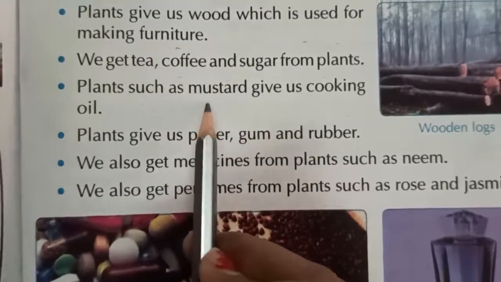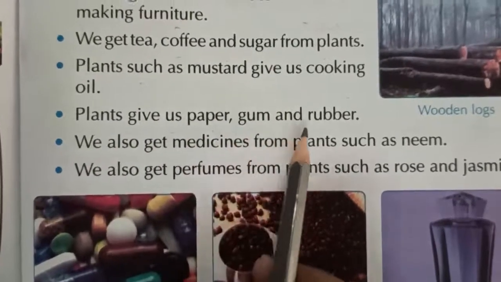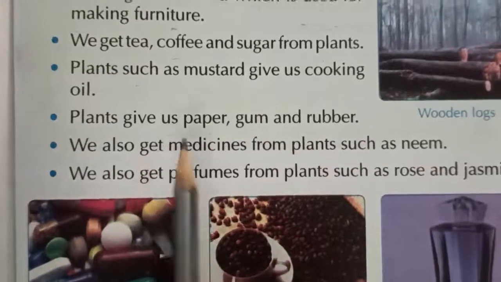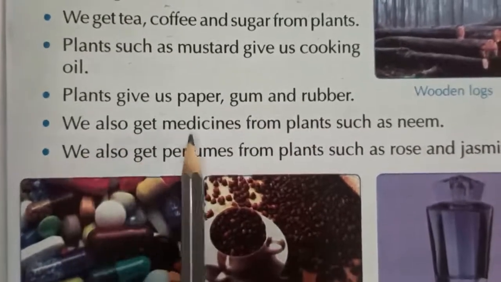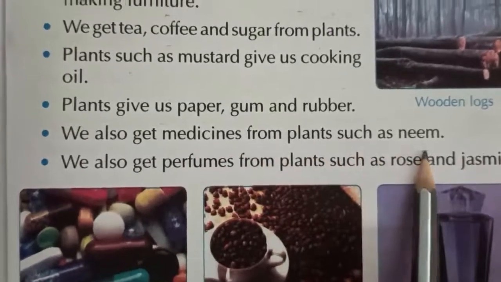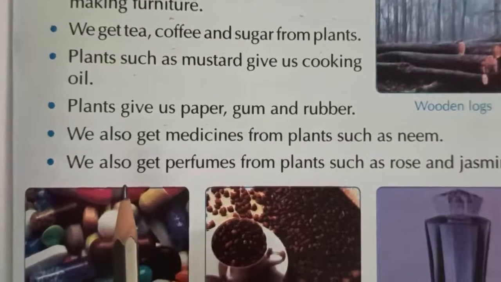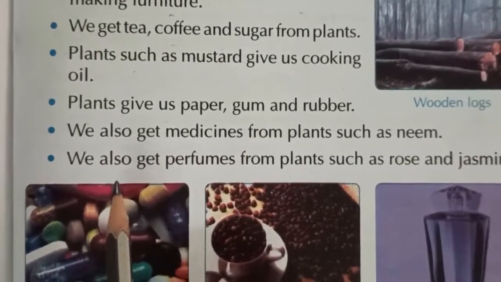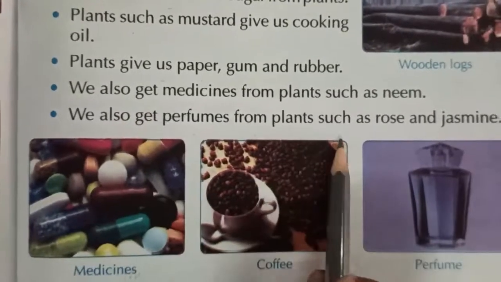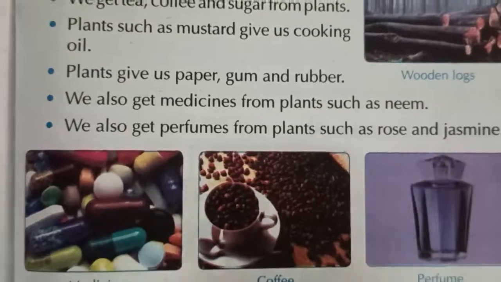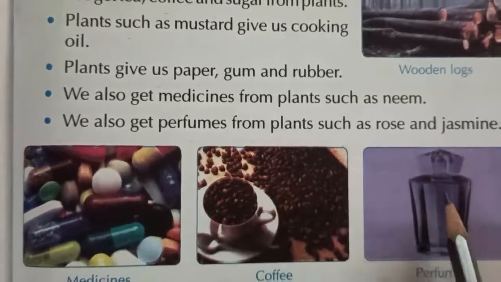For example, mustard. Next, plants give us paper, gum and rubber. We also get medicine from plants such as neem. Some plants are also used for making medicines like neem, tulsi, mint. Next, we also get perfume from plants such as rose and jasmine.